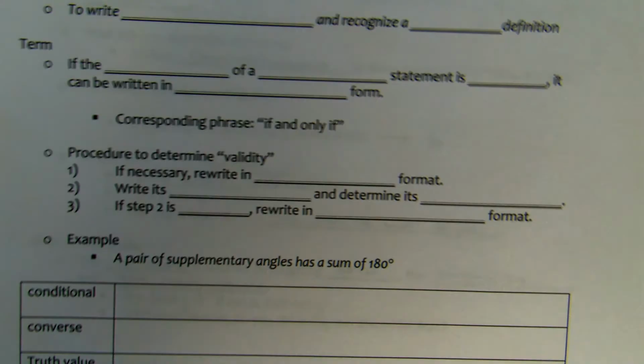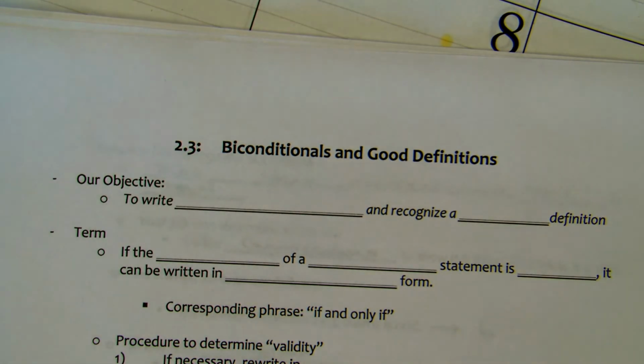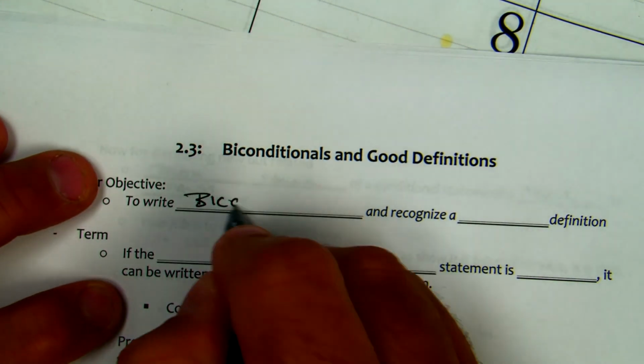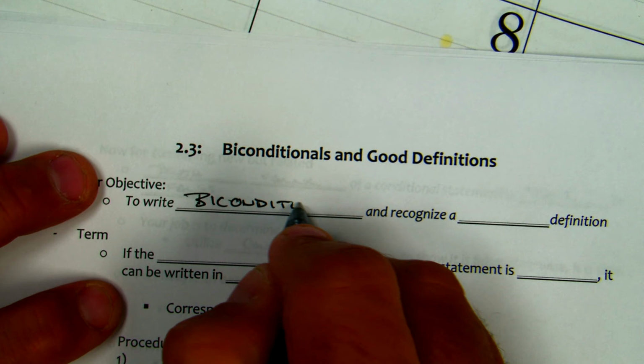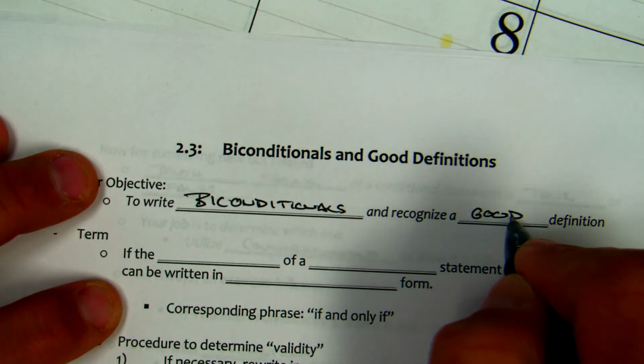All right, so now that we're done with 2.2, we're going to take a look at 2.3, biconditionals and good definitions. Okay, so we're going to go to the next level. Our objective is to write biconditionals, so we're just adding bi as in two, and recognize a good definition. All right.